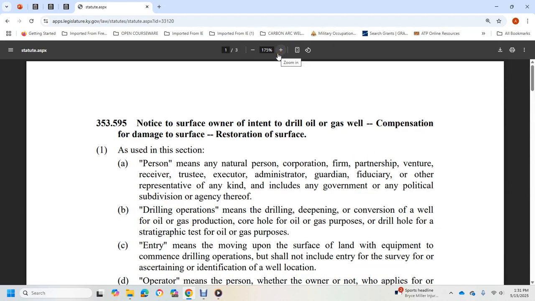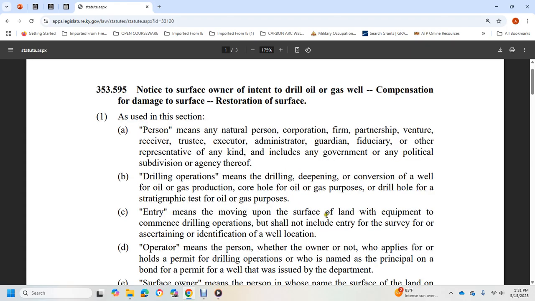353.595. Notice to surface owner of intent to drill an oil or gas well, compensation for damage, and surface restoration. Person in this section means a natural person, corporation, firm, partnership, venture, receiver, trustee, executor, administrator, guardian, fiduciary, or other representative of any kind, and includes any government, political subdivision, or agency thereof. Drilling operation means the drilling, deepening, or conversion of a well for oil and gas production, a core hole, or a stratigraphic test hole for oil and gas purposes.